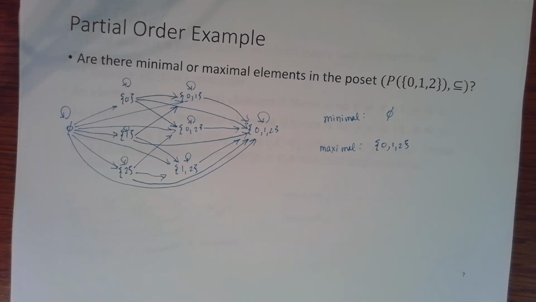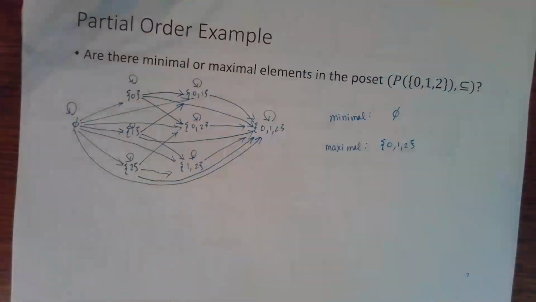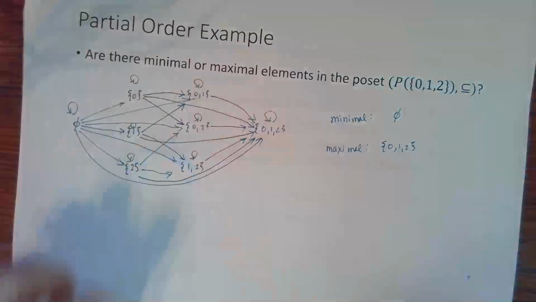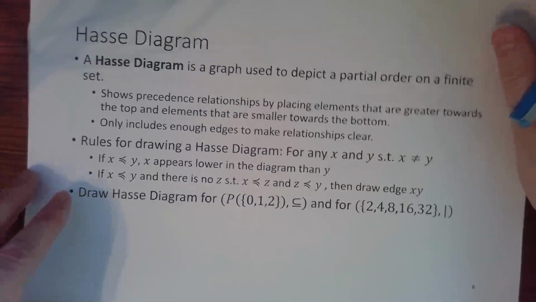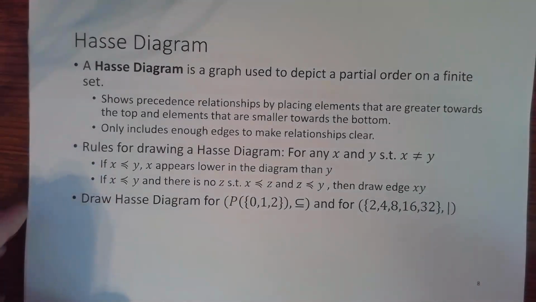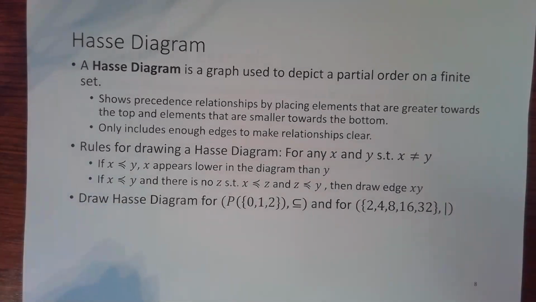Okay, now you can see that when we try to draw a digraph representation for a partial order, even with this small number of vertices, the number of edges is a little bit crazy, crossing each other. When you look at it, it's hard to tell what's going on. And so we have something called a Hasse diagram, named after a guy with the last name of Hasse. It's used to depict a partial order on a finite set.